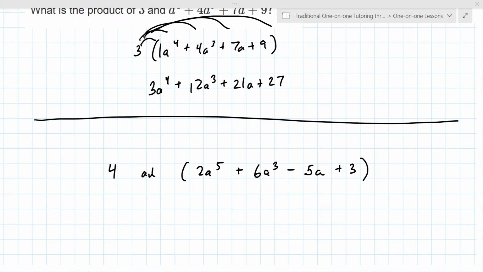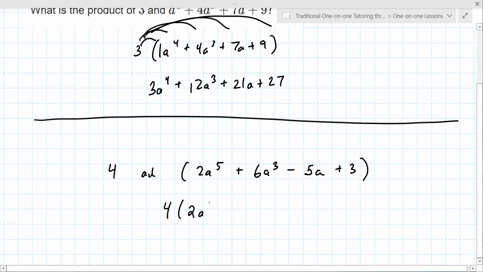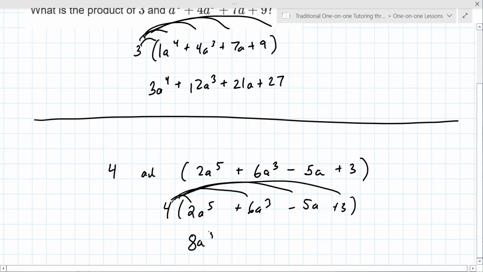Is it 20? Are you talking about for the first one? Because you're multiplying each of these by 4. Oh, I thought you had it. You gotta multiply each of these by 4. Oh, okay. So like 4 times 2 is 8. The polynomial comes with it.